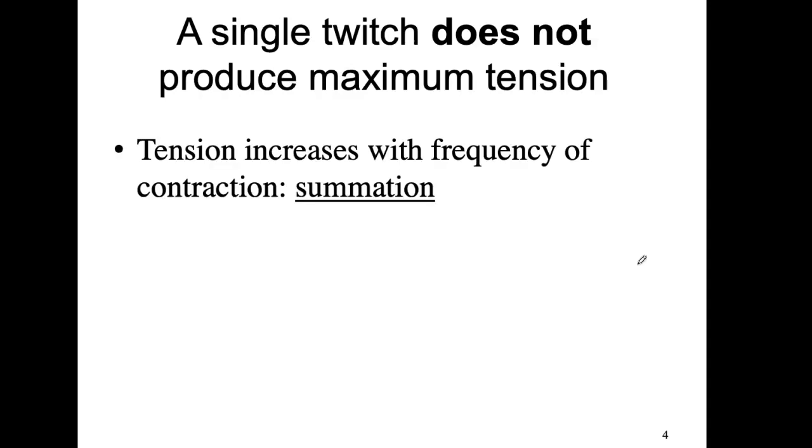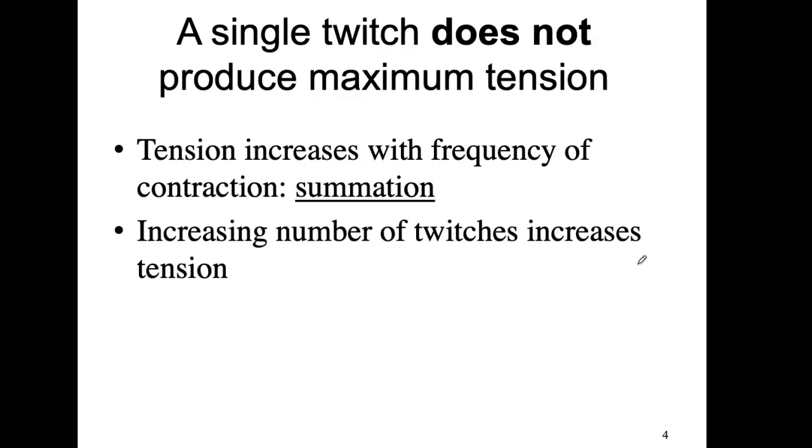So how does it work when you want to create much more force in a muscle and you want to lift something that's extremely heavy? How does that work physiologically? Well, tension is going to increase with the frequency of the contraction. And how do you get a frequent contraction? You're going to have to deliver action potentials very frequently. So one action potential is not going to do it. It's going to create one twitch. We're going to need many more action potentials that are going to create many more twitches.